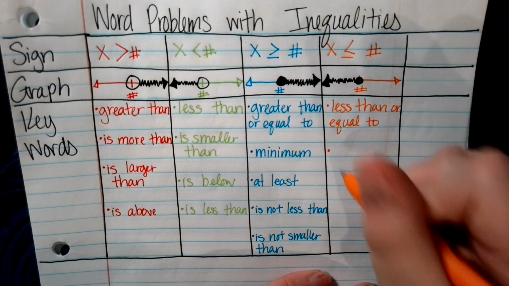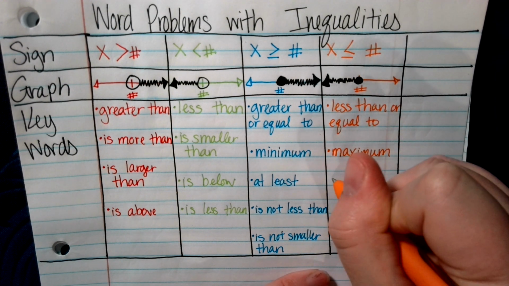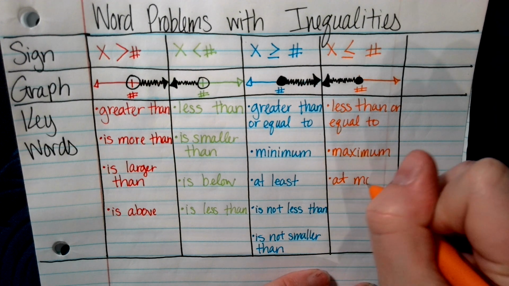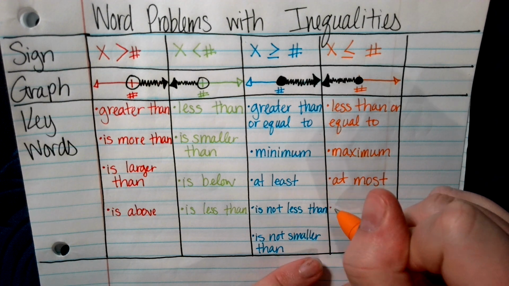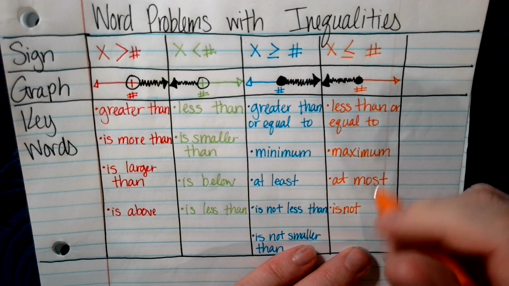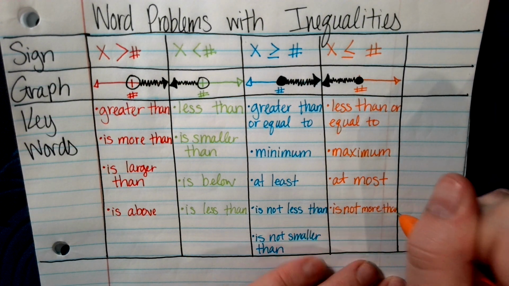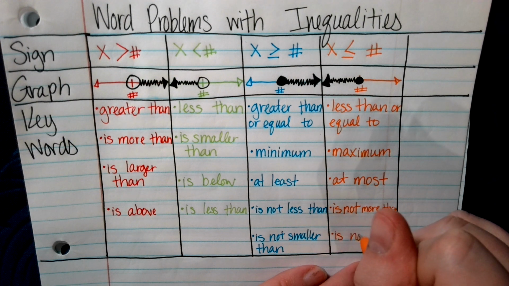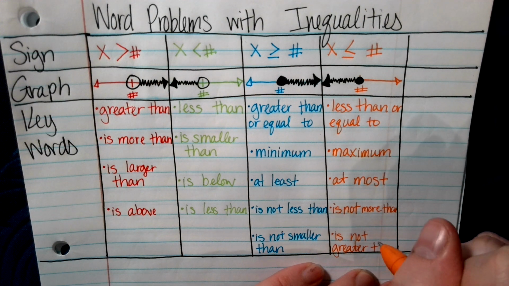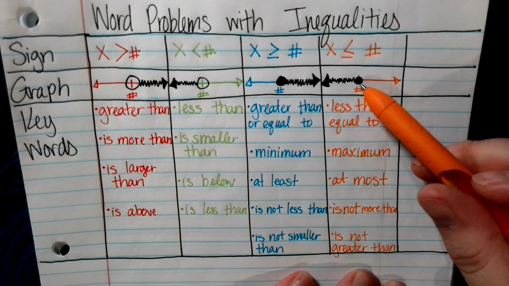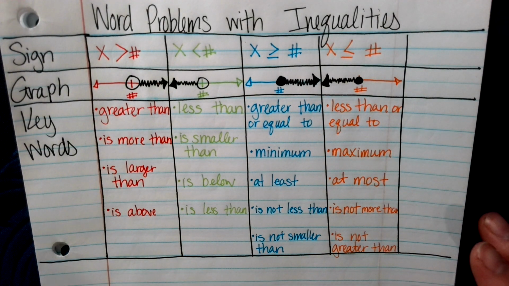Other phrases that you will hear are maximum, at most, is not more than, and is not greater than. They all mean that it could equal that number, or it could be smaller as well.